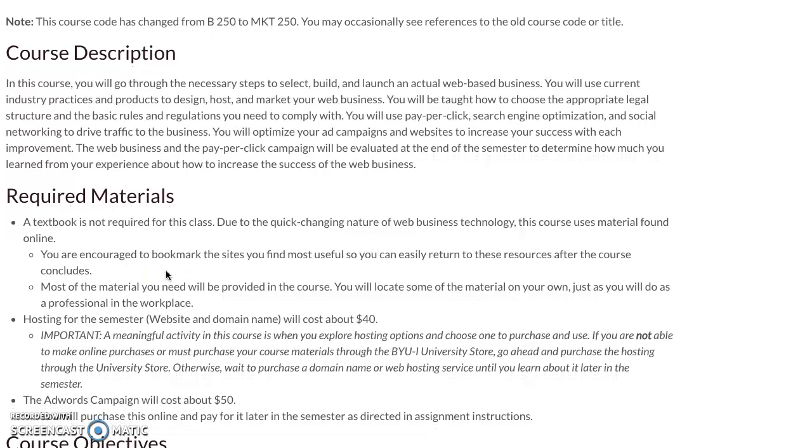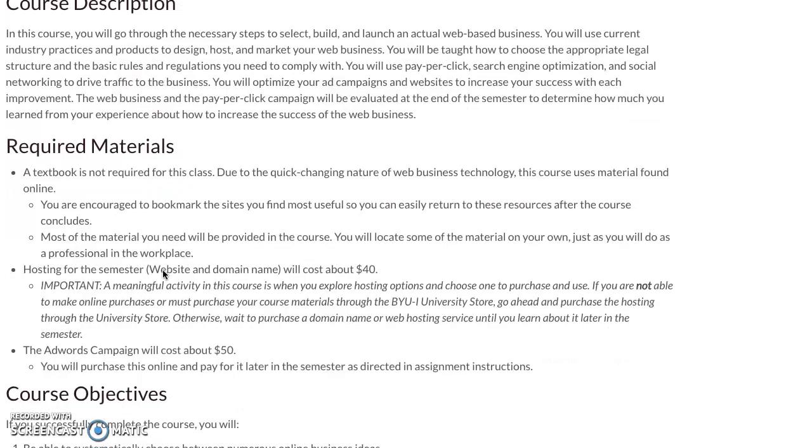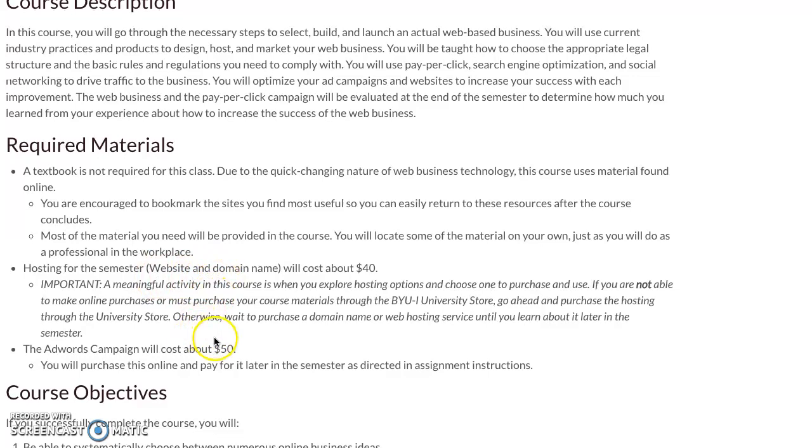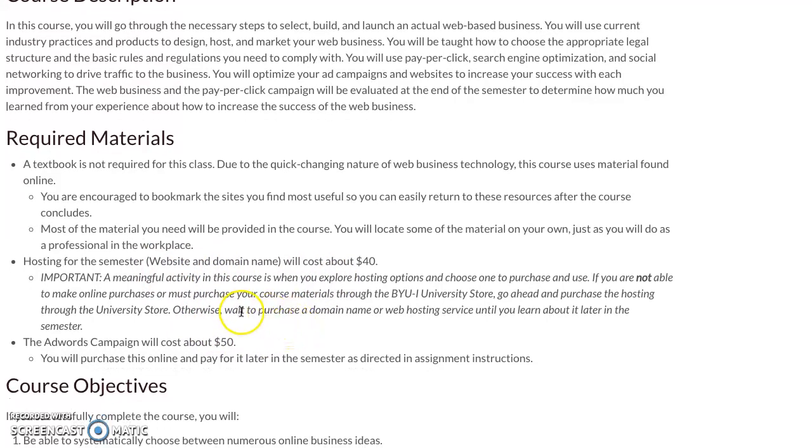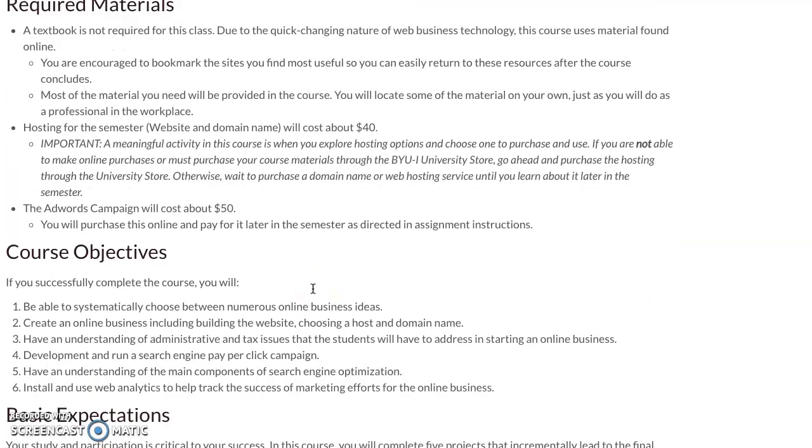Now, the funds that you save from purchasing that textbook will be applied to hosting. So you'll purchase a website and domain name, as well as a Google Ads campaign. So you'll spend about $100 on those. Please keep that in mind. Just because there's no textbook, it doesn't mean that you won't spend about the same amount of money you would spend anyway on a textbook. It will just be spent differently.